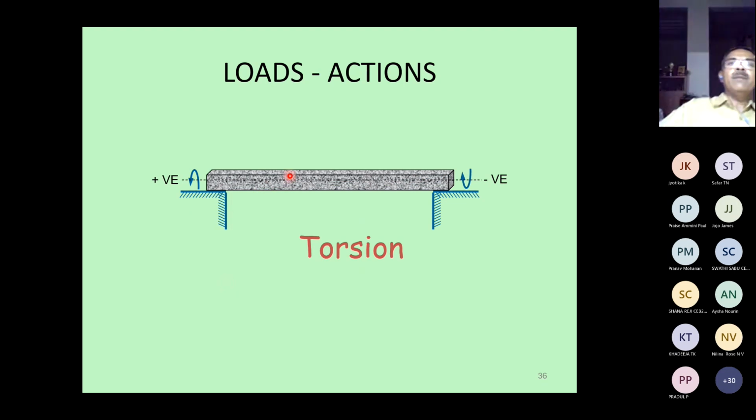And of course, there can be loads which can generate torsion in the structure, like a cantilever sunshade from a beam. For example, a beam is there and a cantilever sunshade is there. So the sunshade will generate a twisting action on the structure. So torsion can be another type of load on the structure.